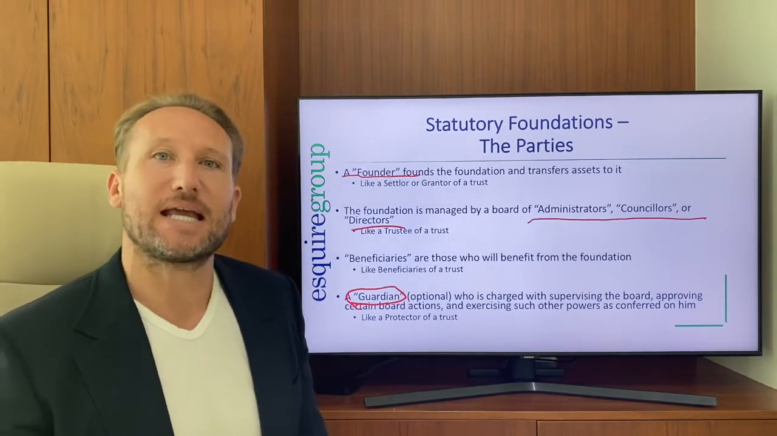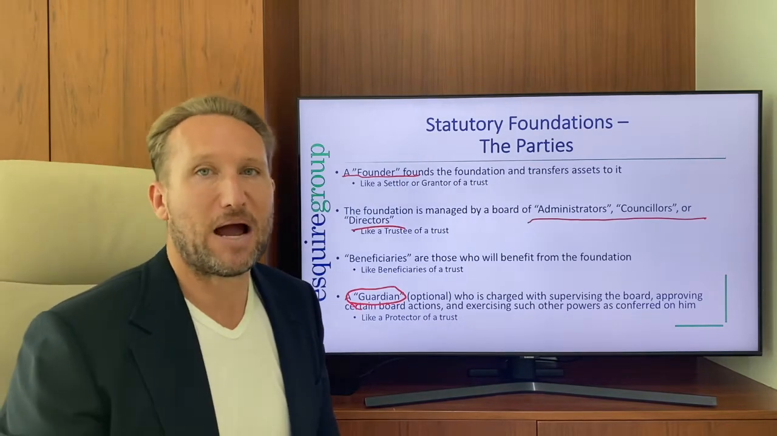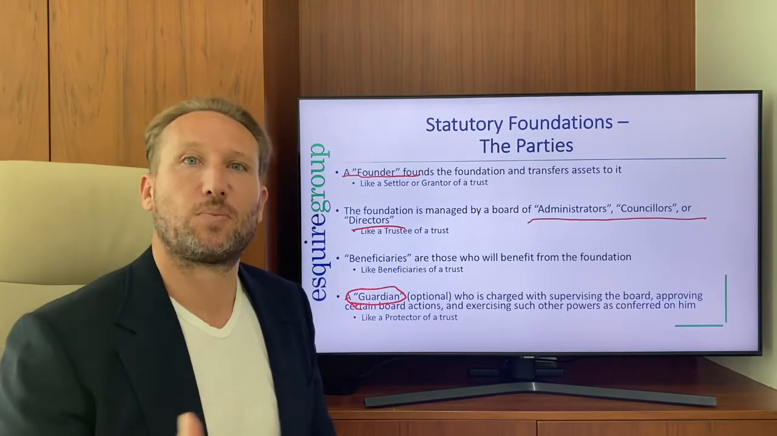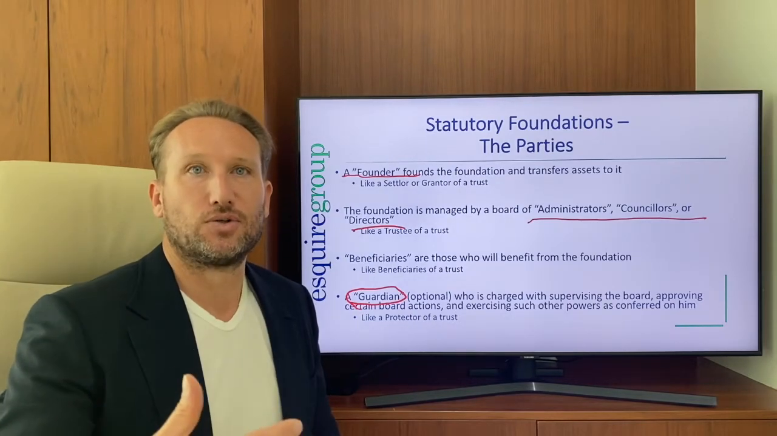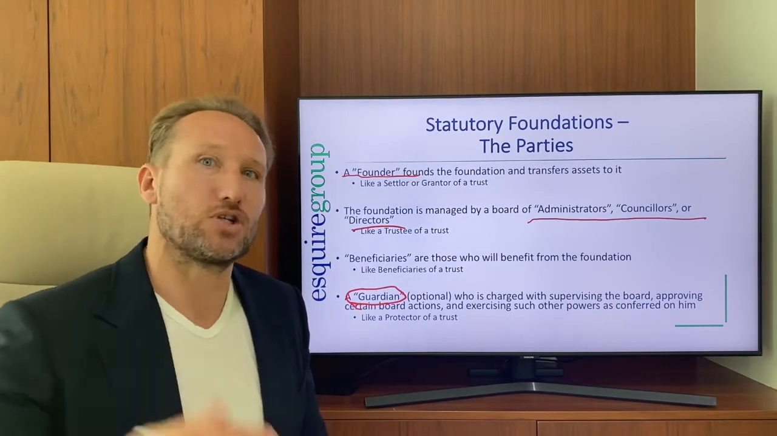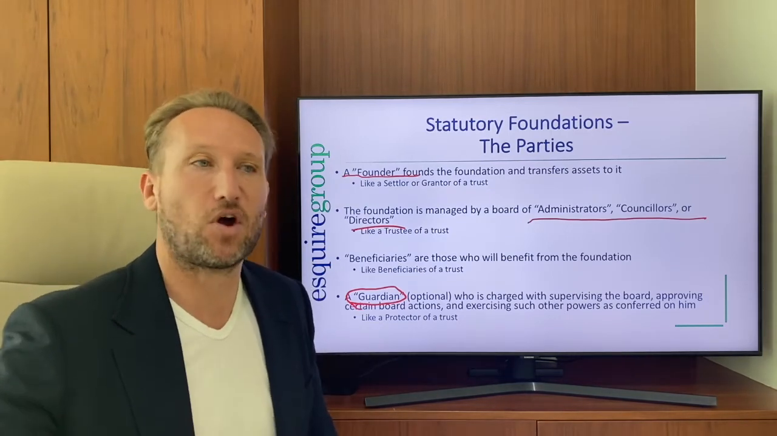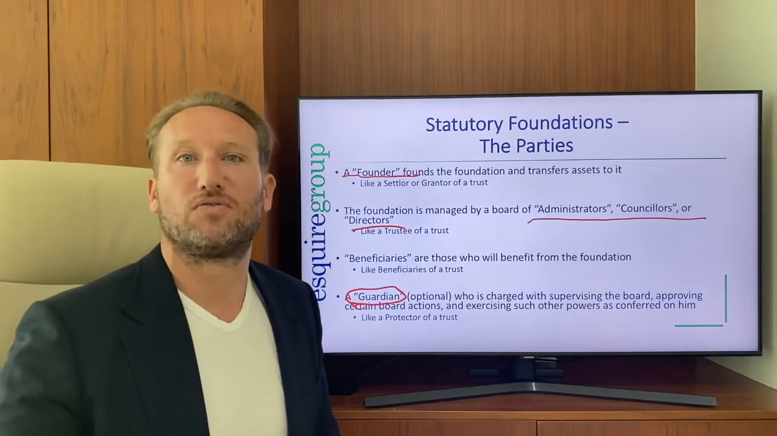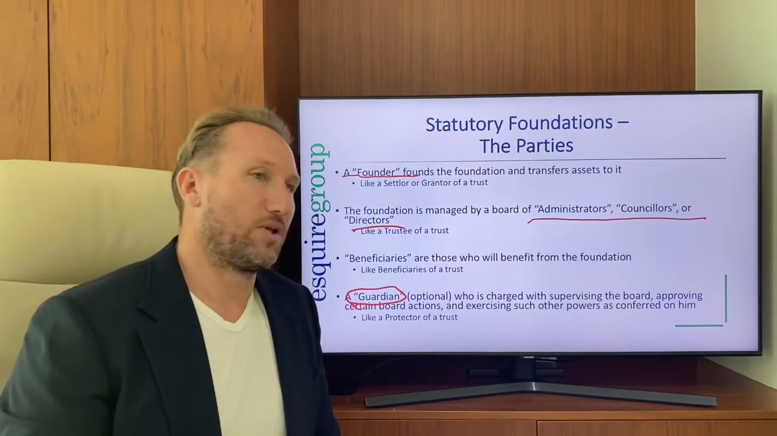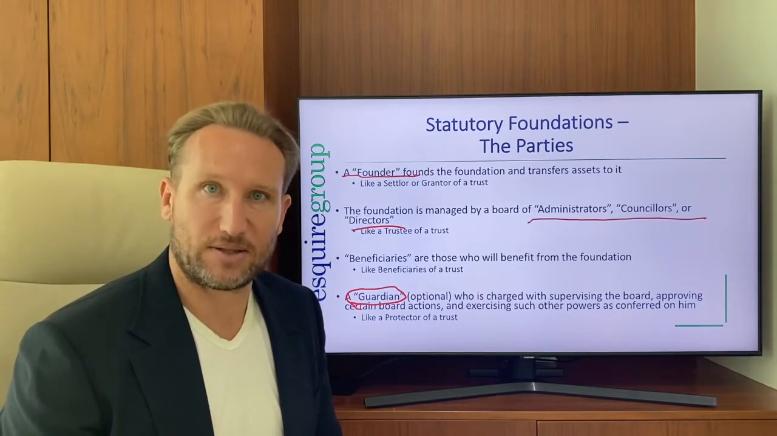And so the guardian can have certain powers, for example. So the guardian, for example, could have the power to remove and replace the directors. They could have the power to approve distributions. So the board can't make a distribution to a beneficiary without the consent of the guardian. It could be required that the foundation can't be moved to another jurisdiction without the consent of the guardian, or that it can't be amended without the consent of the guardian.